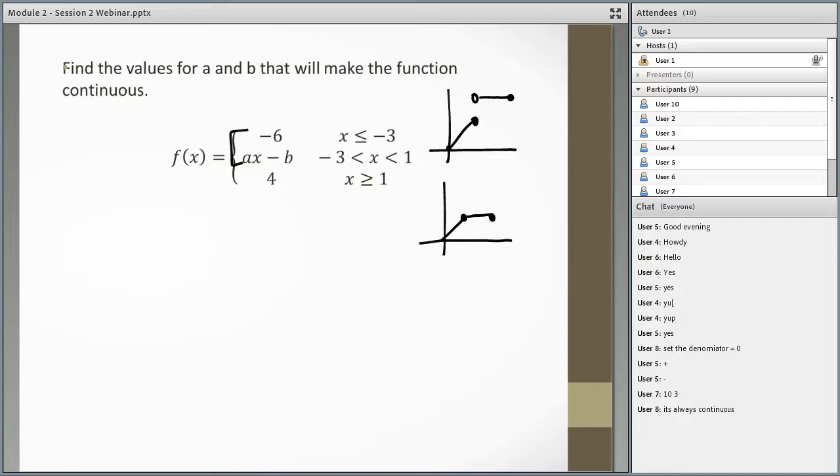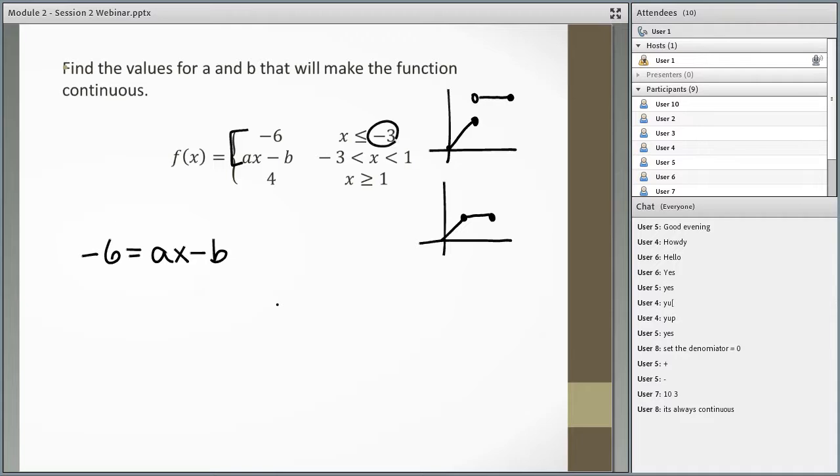So if we look at the first two parts of the piecewise function, -6 and ax plus b, how am I going to ensure that those two have no breaks in the graph, or no holes? Well, what I could do is set them equal to each other, because that would mean that they would have to be the same value, which means that they can't have a break. So I would have -6 equals ax plus b. What x value would these two parts of the piecewise function come together? Do we know that?